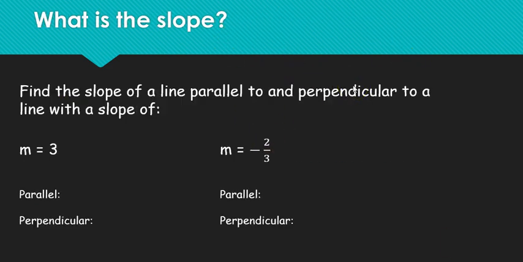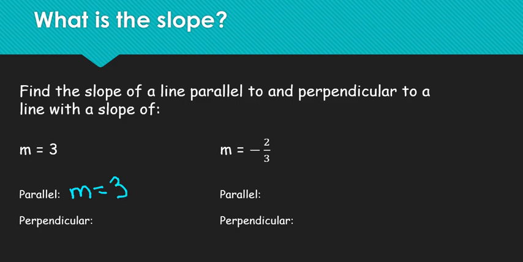What is the slope for these parallel and perpendicular lines? Okay, so for parallel lines, we just talked about same slope. Okay, so looking at the first one. Same slope for parallel. So given that the slope is 3, a line that's parallel would also have a 3 as the slope. Okay?